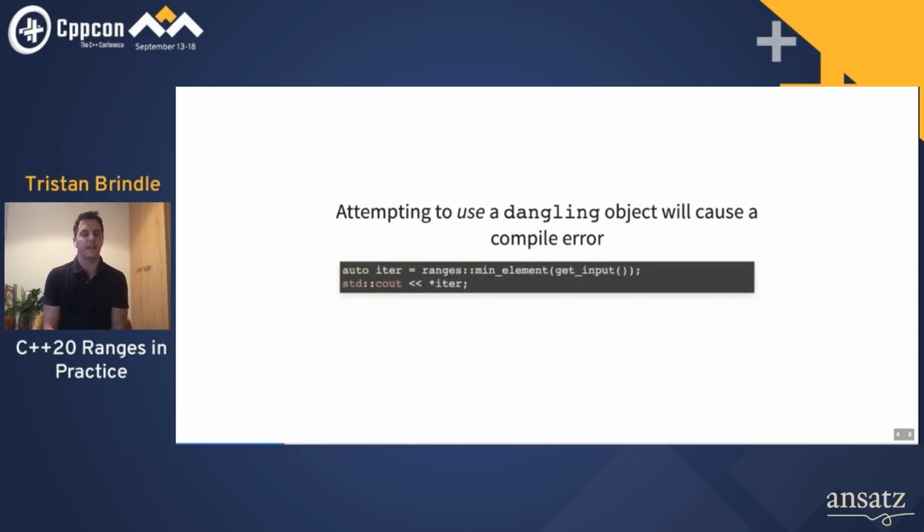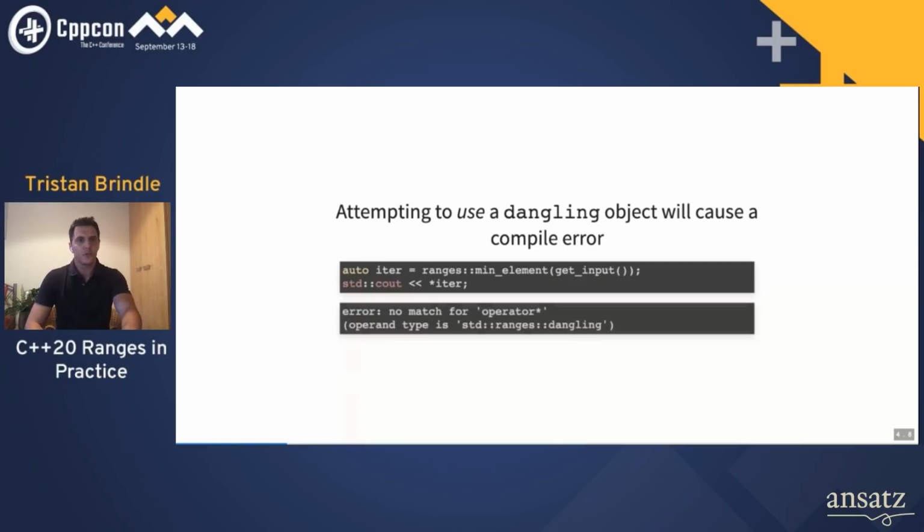So if we were to do something like this, if we were to attempt to dereference the iterator and print the value, we're going to get an error that looks like this. In fact, not just looks like this, this is the exact error that GCC prints out for this example. So: no match for operator*, operand type is std::ranges::dangling.